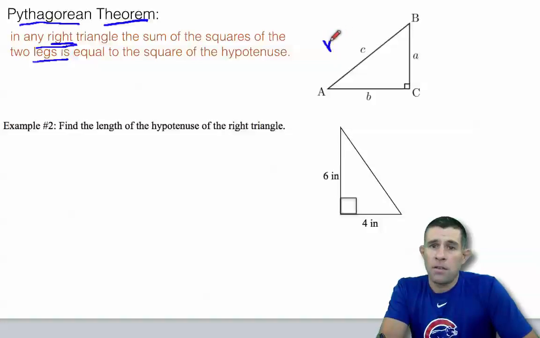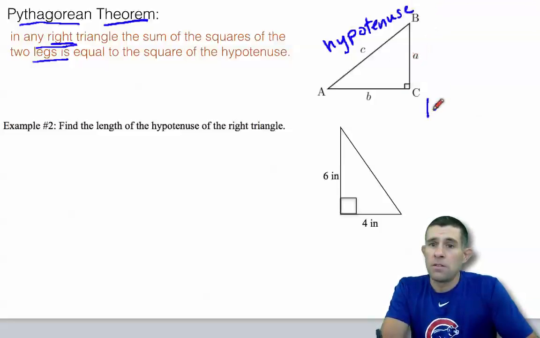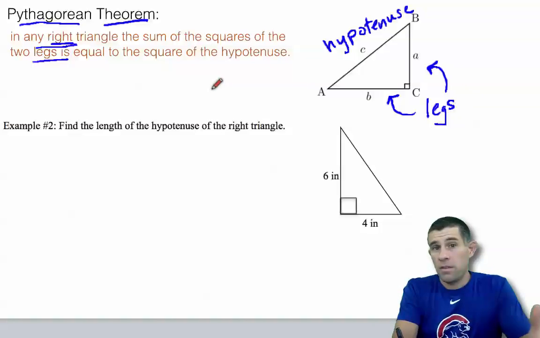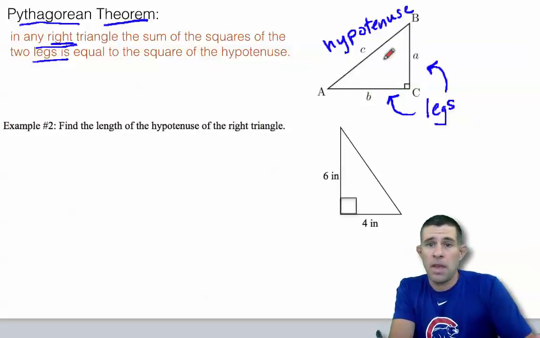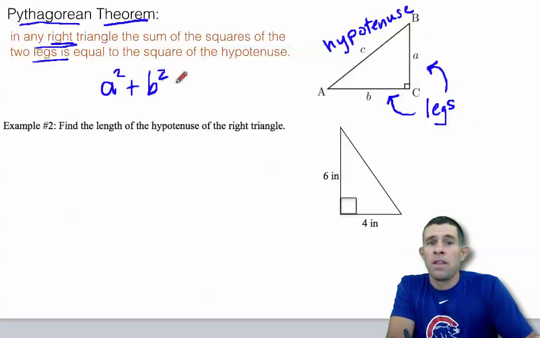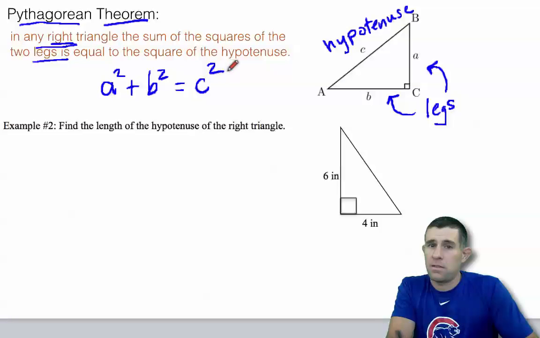The hypotenuse is always across from the right angle. It is always the longest side in our right triangle. The other two sides, the ones that form the right angle, are known as the legs. So what this theorem says is that if I take my two legs, which are represented by B and A, and I square them and add them up, that will be equal to the square of my hypotenuse.